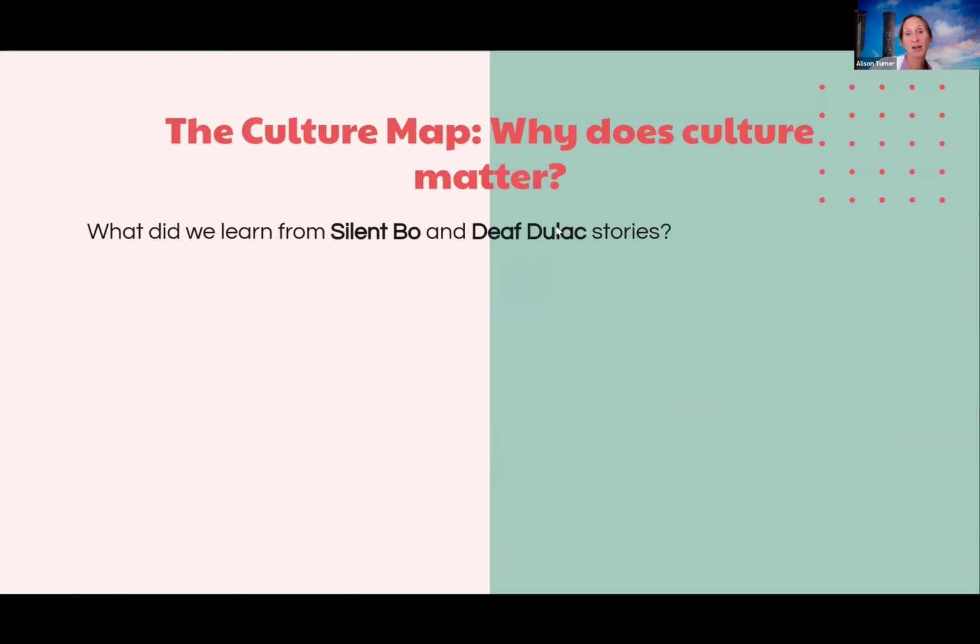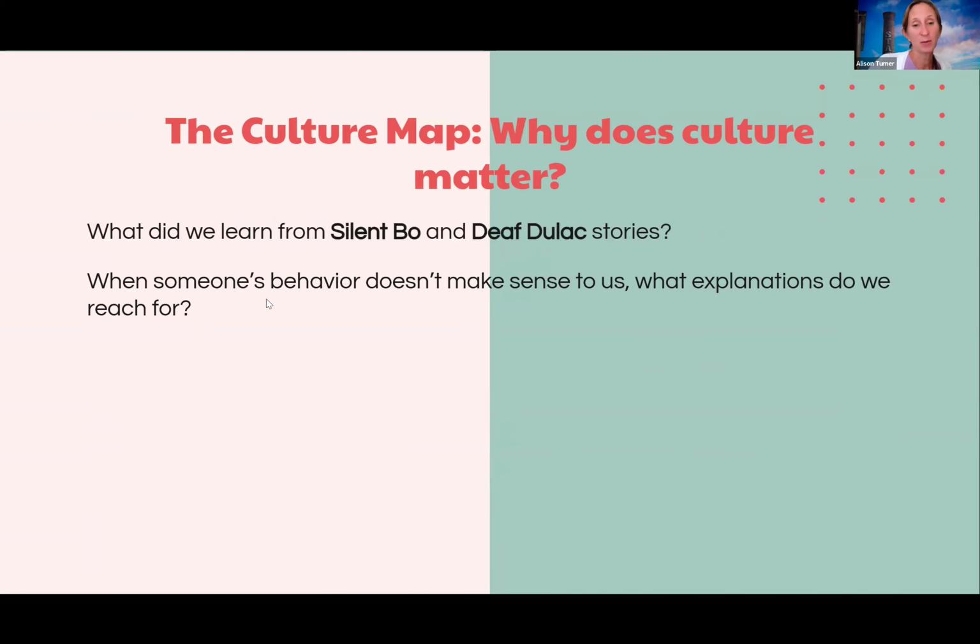So, why does culture matter? In this chapter, we learn about Sylvain Bowe and Daf Dulac. What did we learn from their stories? What were the two opening vignettes about? Essentially, when someone's behavior doesn't make sense to us, Erin Meyer asks the question, what explanations do we reach for? Do we go towards some kind of problem or deficit, or do we go towards "something unique is going on here, let me dig in and learn more," an asset perspective?